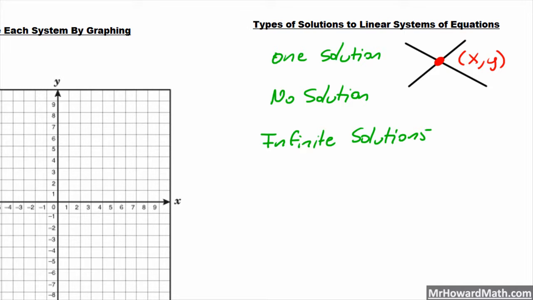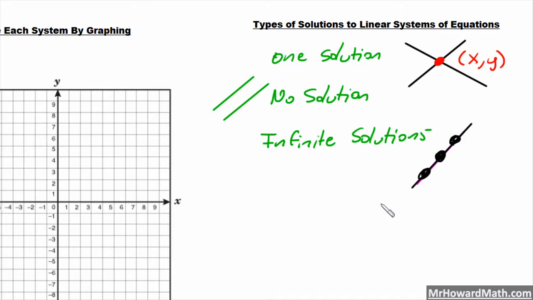If it's no solution, that means I have two parallel lines with different y-intercepts. Two lines like this would never cross, therefore there would be no solution. And an infinite number of solutions would be when you have two lines that are the exact same. If I graph a line and then graph the other one right on top of it, that would be an infinite number of solutions because they share an infinite number of ordered pairs. So those are the three possibilities.